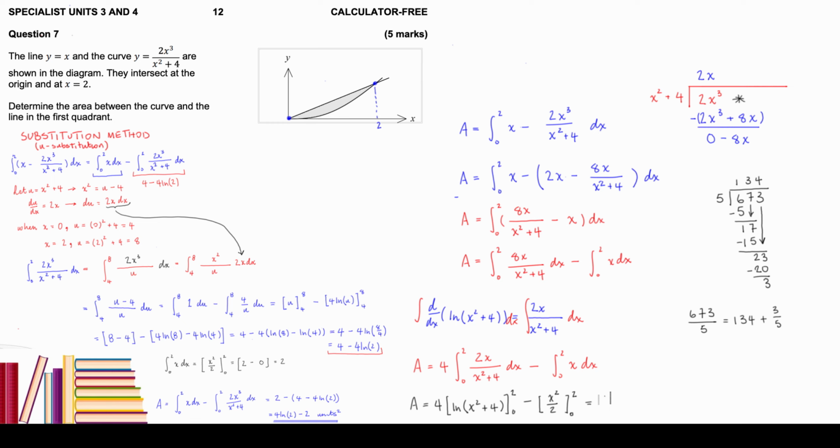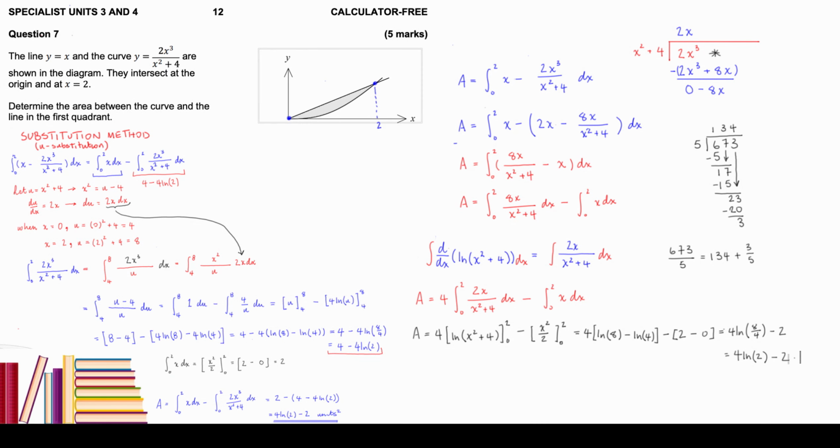Now this is going to be equal to 4 times ln of, when I sub in the 2, it's 2 squared, which is 4 plus 4 is 8, minus ln of 4, minus 2 squared is 4 on 2 is 2, minus 0 on 2 is 0. Now this is equal to 4 ln of, you guys can see some similarities hopefully from the last one, and this is just equal to 4 ln 2 minus 2. And you just have to remember that you put your units squared to ensure that the marker knows that you have found an area which is enclosed between two curves.